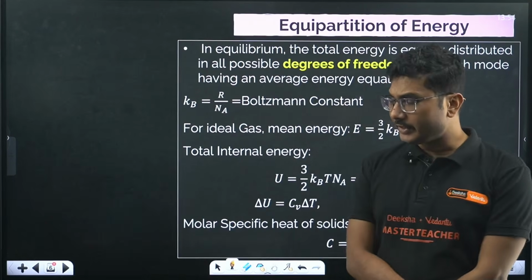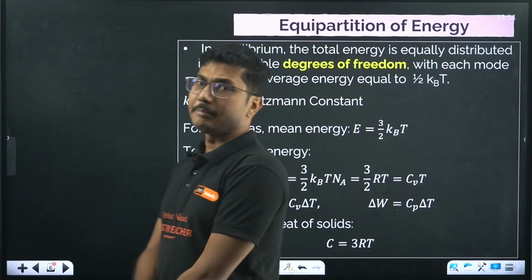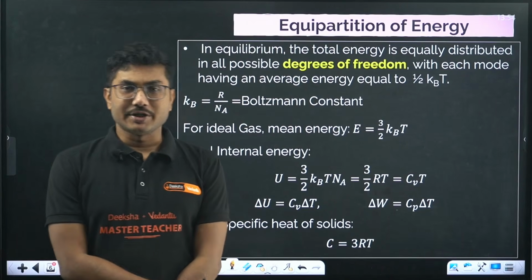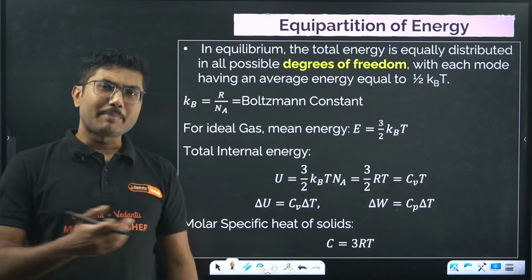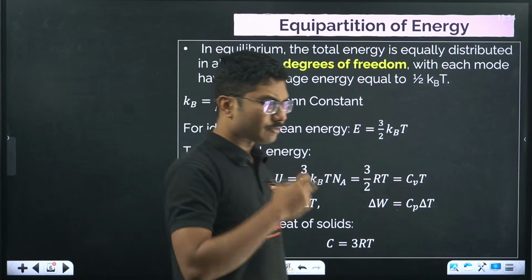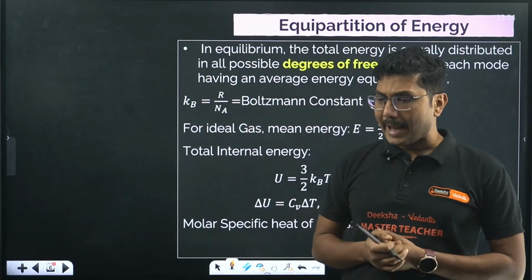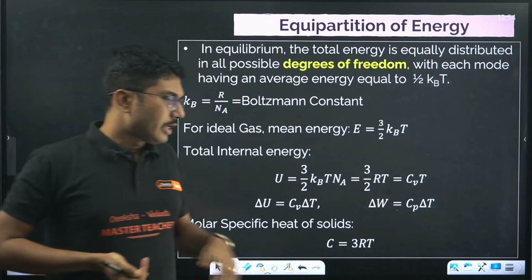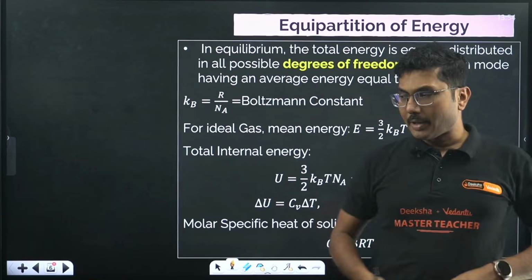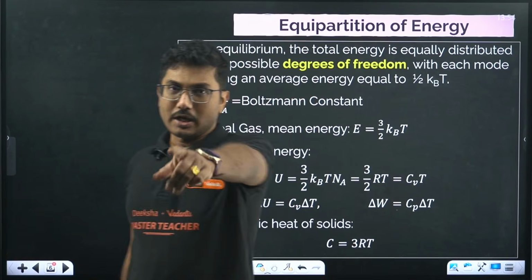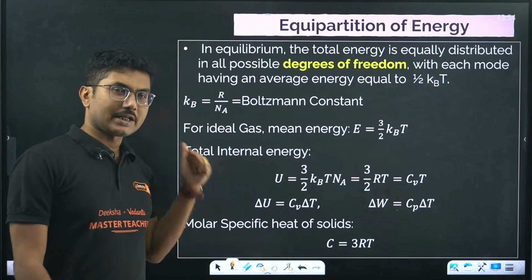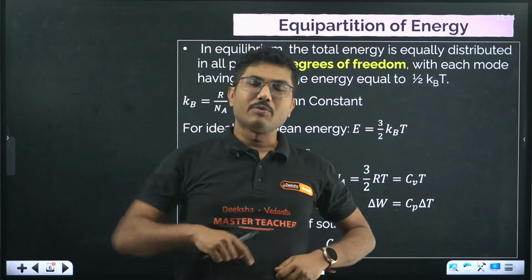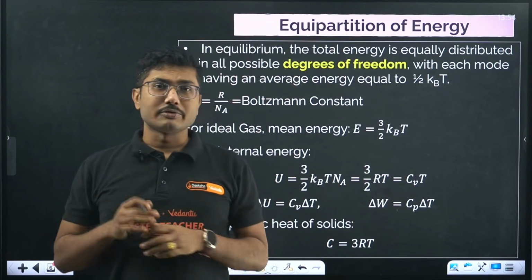What is the meaning of degrees of freedom? Degrees of freedom means how many directions a gas molecule, or a particle, a molecule, not only a gas molecule, any molecule can move when they are free. For example, I can move in the forward direction, I can move in the backward direction. I can move in this direction as well. I can jump up and down as well. Gas molecules also can move like that.